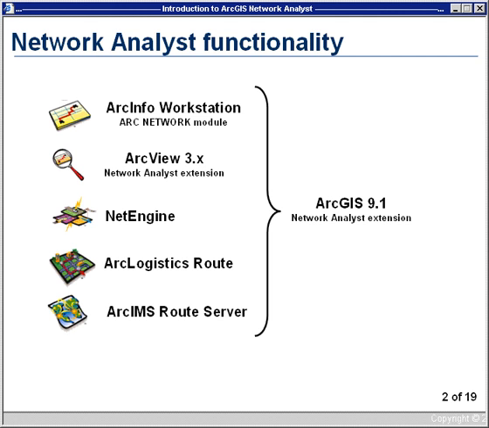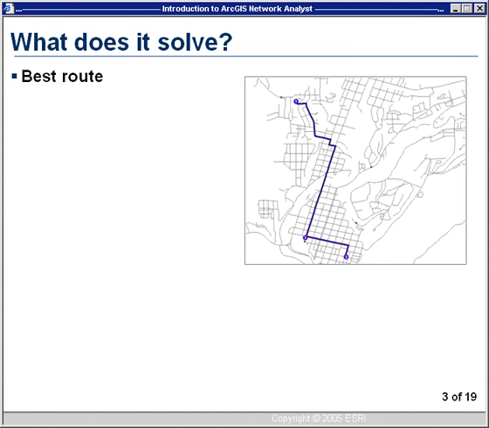If we look at the functionality in Network Analyst, we find that components from other ESRI routing technologies have been included in it. For example, Network Analyst supports models or scripts similar to functionality found in ArcInfo Workstation. There are user interface components similar to those in ArcView 3x, which allow users to graphically perform analysis. You can access the network programmatically, like with NetEngine. Parts of ArcLogistics route, like time windows, are included to help solve complex routing problems. And finally, ArcGIS Server with network extension provides a platform to perform analysis on the web similar to ArcIMS Route Server. As Network Analyst matures, even more functionality will be added.